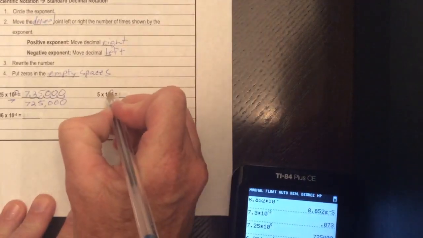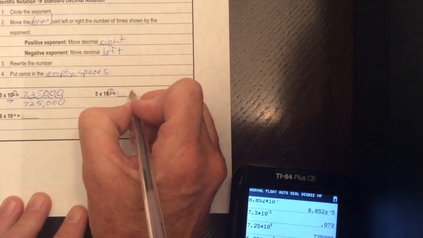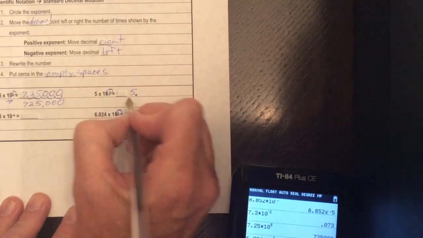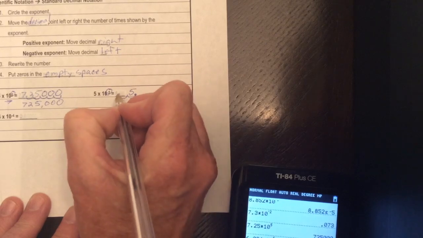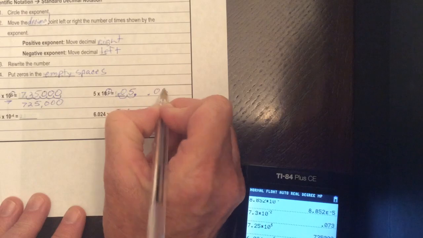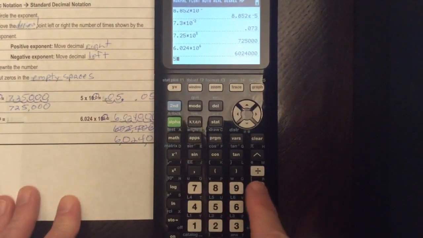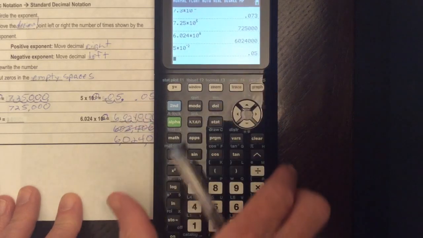So, step 1, circle your exponent. This is -2. So we're going to write this, and we know we're going to put your decimal here, and go 2 spaces to the left. 1, 2. So our new number is going to be 0.05. Let's check it. 5 times 10 to the -2 power. 0.05. We got it right.